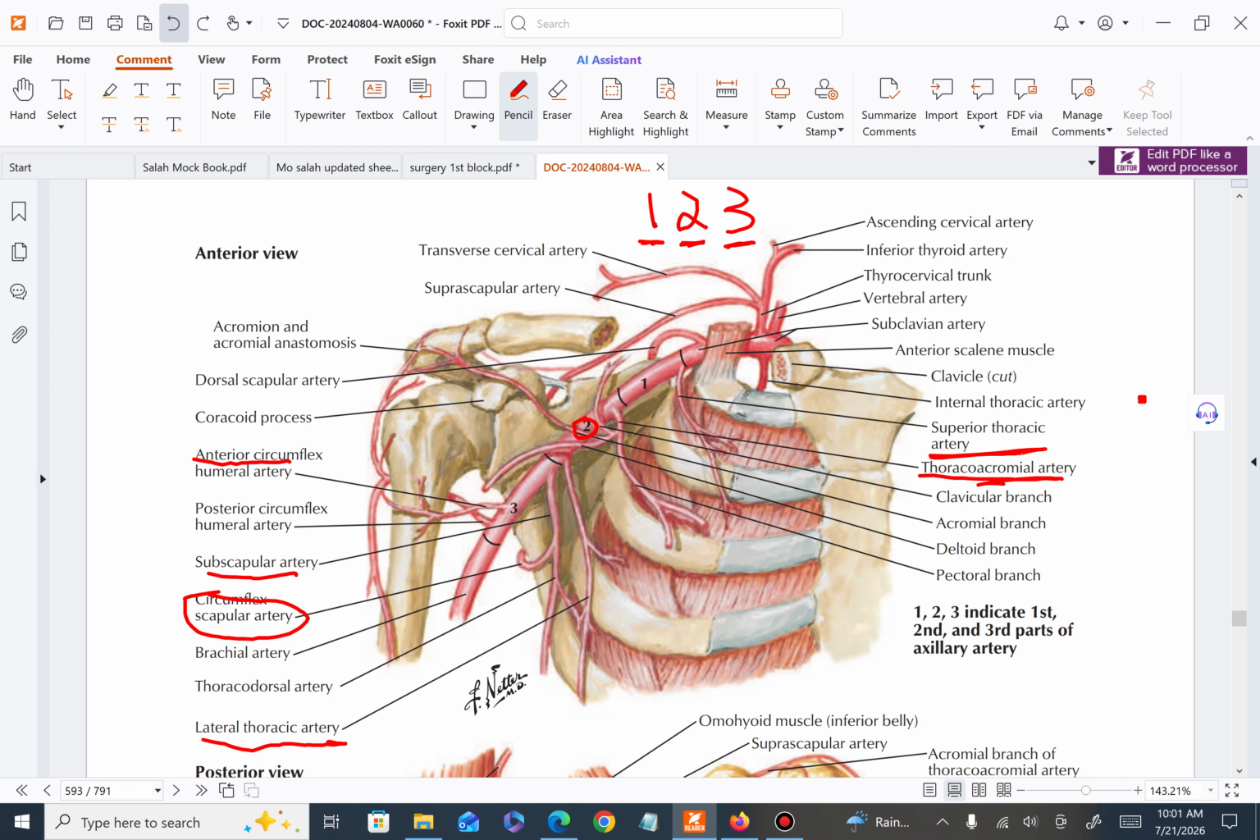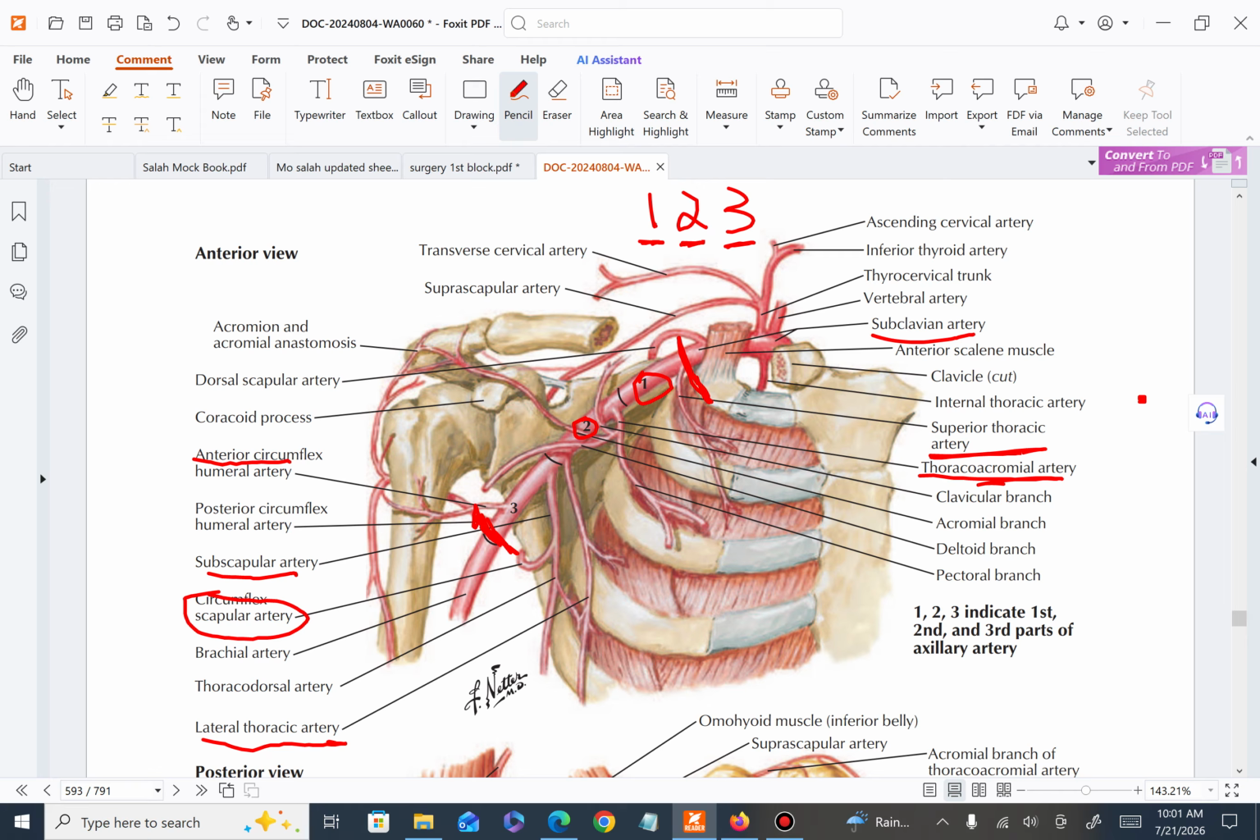So the axillary artery originates as the continuation of the subclavian artery at the outer border of the first rib. Then it terminates on the lower border of the teres major muscle. It is divided into three parts. The first part is above the pectoralis minor muscle, the second part is behind the pectoralis minor, and the third part is below the pectoralis minor muscle.